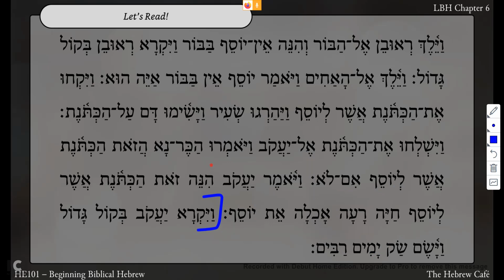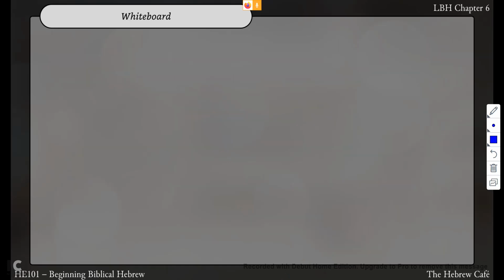Okay, so that's Vayikra Yaakov bekol gadol. Vayasem sak yamim rabim. Yep, and sak means sackcloth. So he put sackcloth on for many days, meaning that he wore it, because that's what people did when they mourned. They would tear their clothes and they would put on sackcloth to mourn the death of a family member.